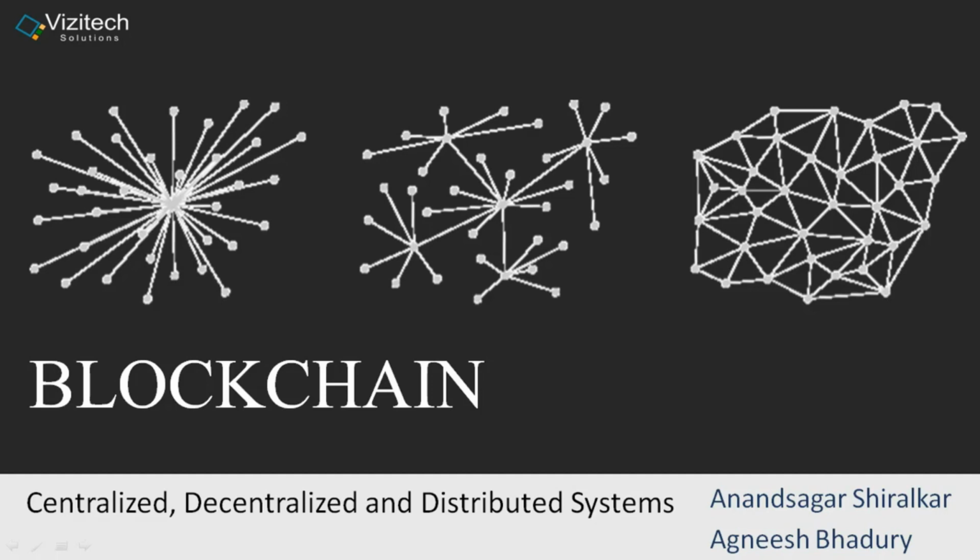Welcome to the first part of the blockchain course, Types of Systems. To understand blockchain, we need to grasp the concept of various systems. The USP of blockchain lies in that it uses a distributed system. We need to understand the different types of systems, the pros and cons.